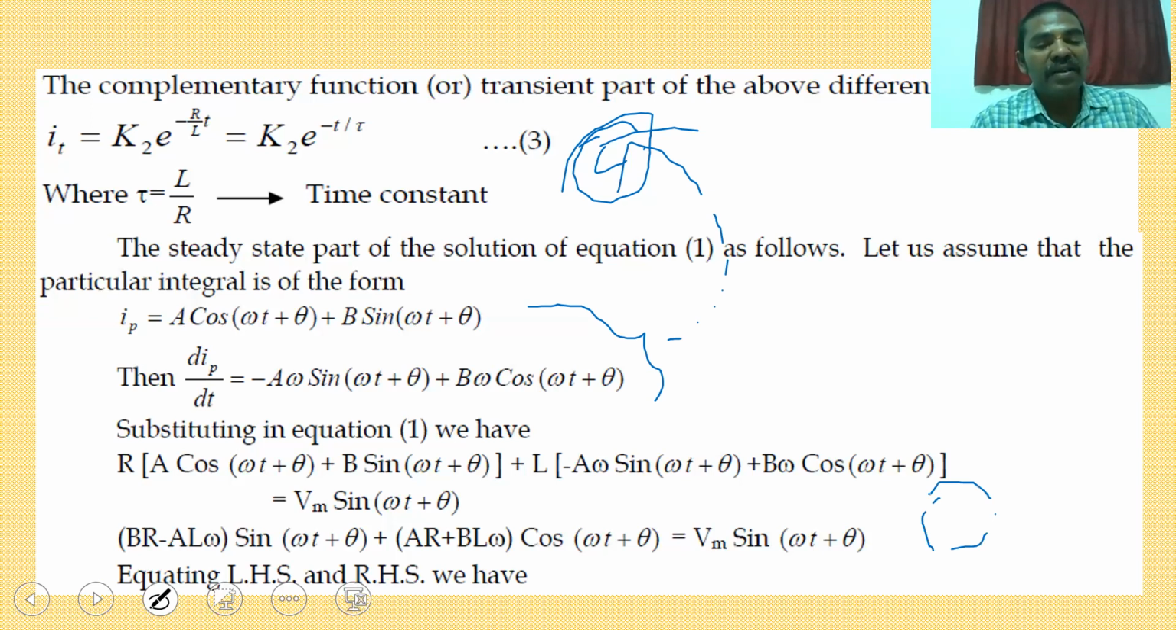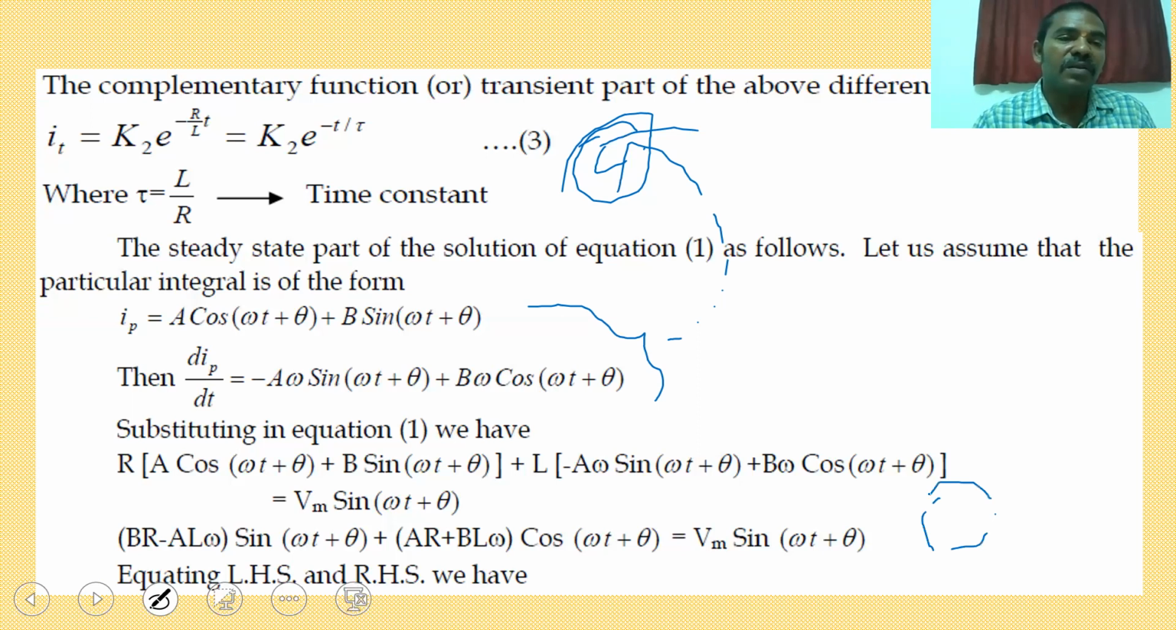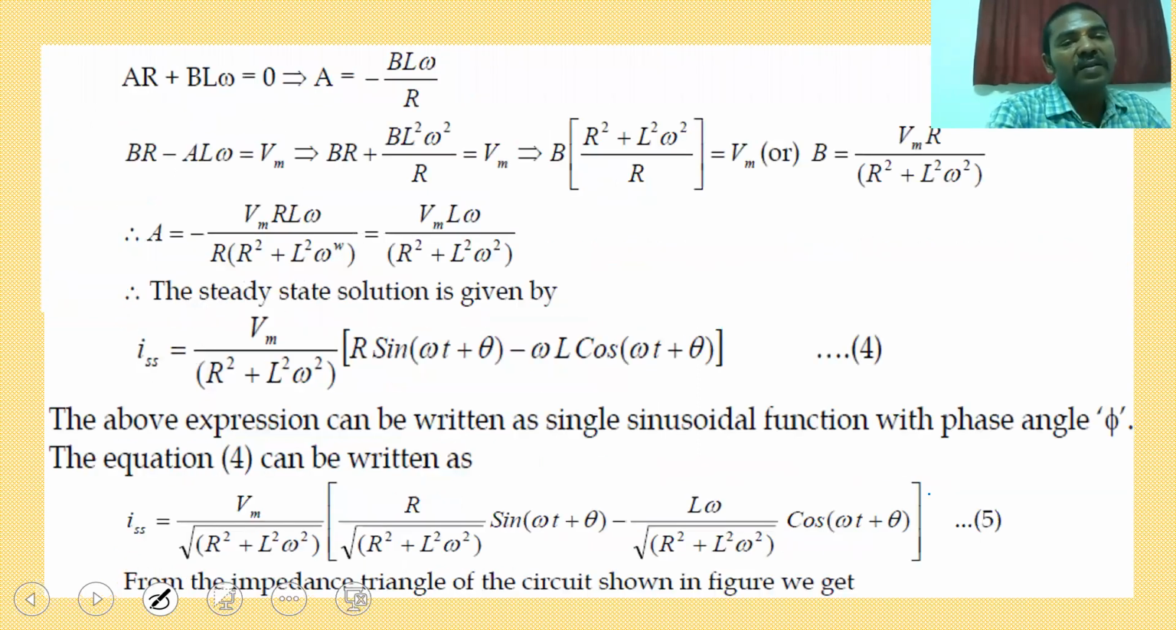While comparing the sine function terms on both sides, Br minus Al omega is equal to Vm, and similarly for the cos function, Ar plus Bl omega is equal to 0. So Ar plus Bl omega is equal to 0, so A is equal to minus Bl omega by R.